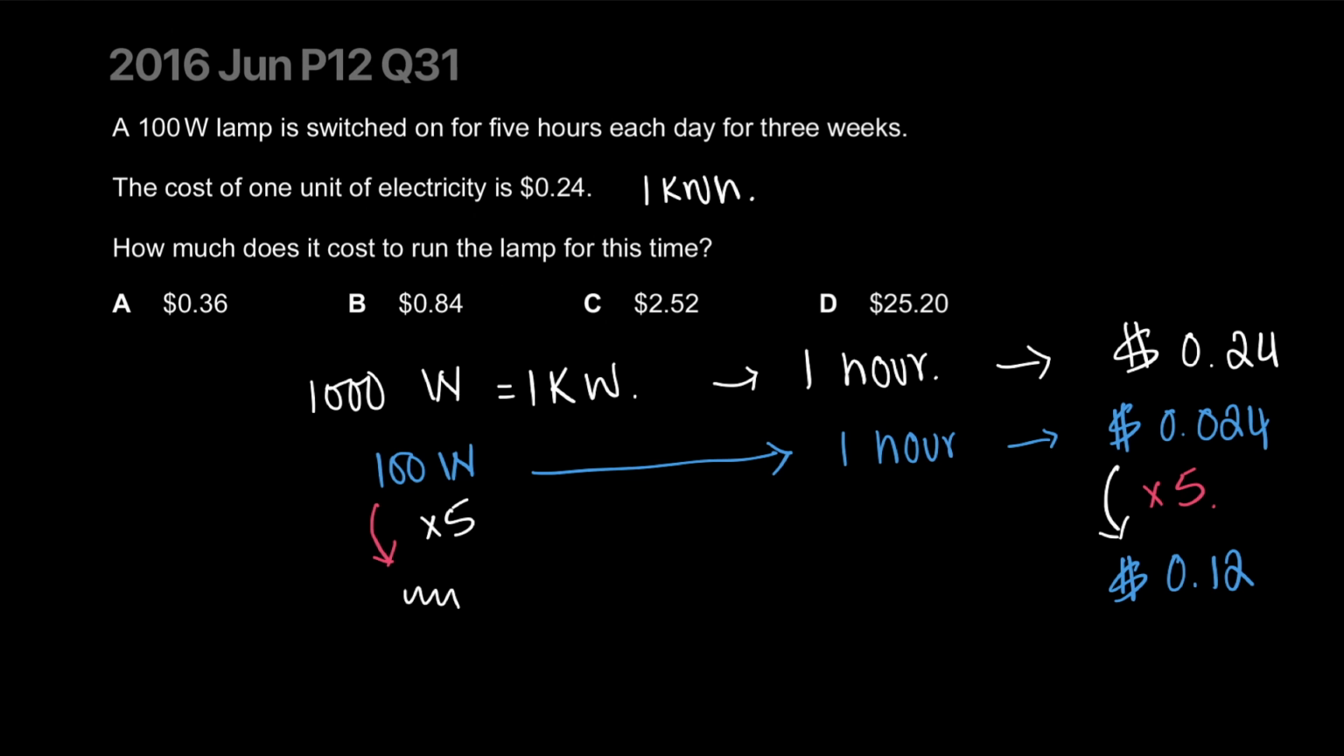That's 5 hours a day, but this is gonna run for 3 weeks. Each week is 7 days, right? That's 21. So it's gonna run for 21 days. So multiply this value by 21 and I get $2.52. And the correct answer is C.